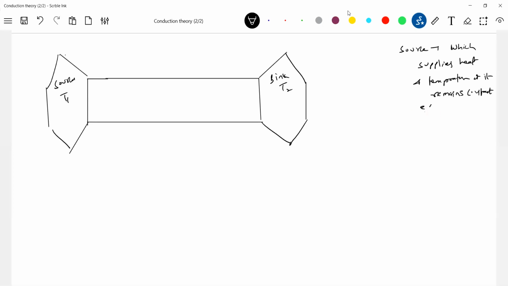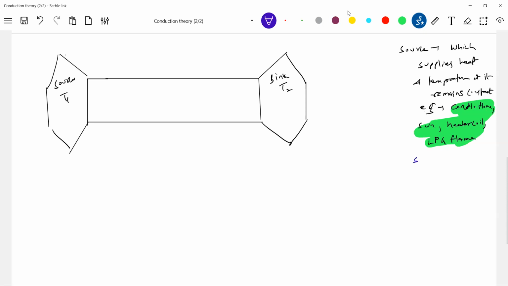Examples of source will be candle flame, sun, heater coil, LPG flame. All these are examples. Please do remember, body and source are totally different things. Okay, next, sink. What do you mean by sink?